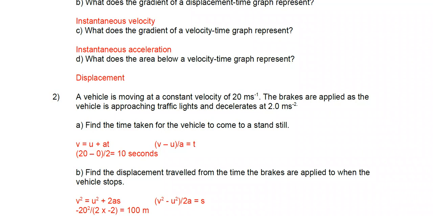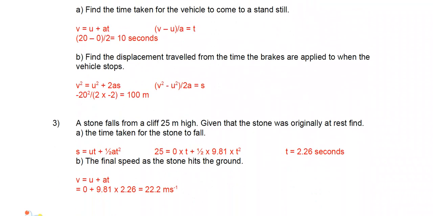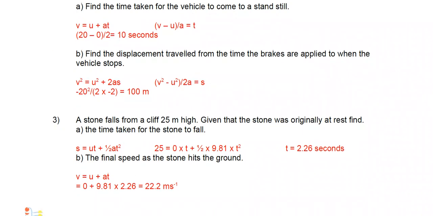Well, we're going to use v = u + at and rearrange that equation to make t the subject. 20 divided by 2 is 10 seconds. B. Find the displacement travelled from the time the brakes are applied to when the vehicle stops. Well, now we're going to use v² = u² + 2as, rearranging to make s the subject. So minus 20 squared divided by brackets 2 times minus 2, and we get 100 meters.